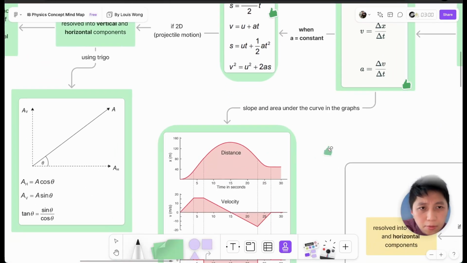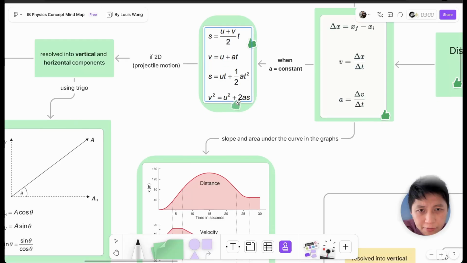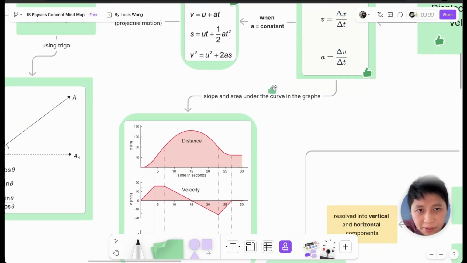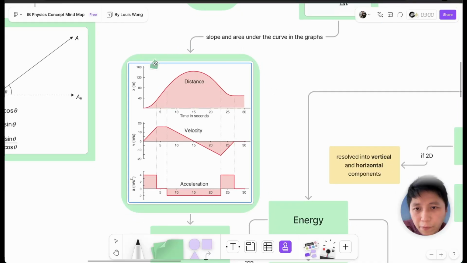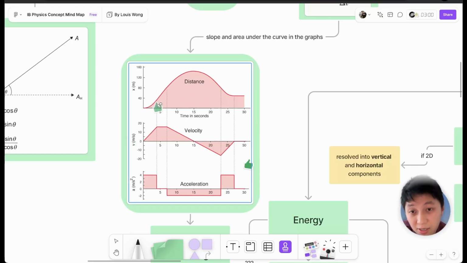Now, going back to the kinematics equation, we also have the three ideas like the displacement, velocity, and acceleration. Don't forget, we also need to know how they are presented visually and how they're related to each other. For example, if you want to find the velocity, you look at the slope of the distance-time graph, and if you want to find the acceleration, you look at the slope of the velocity-time graph. In reverse, you look at the area.